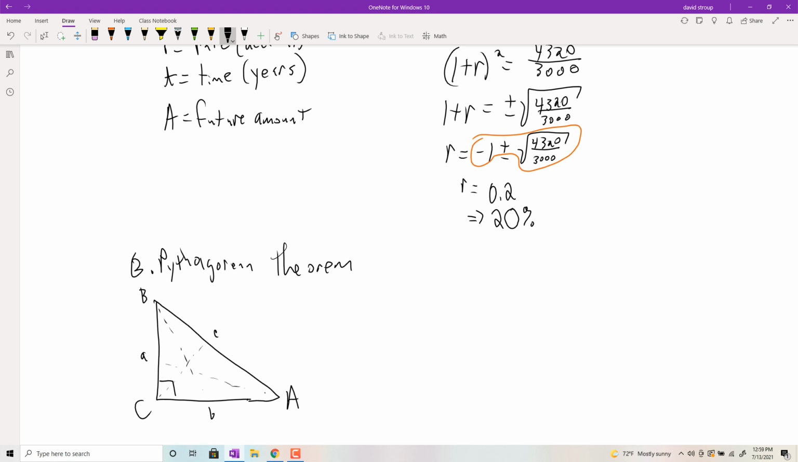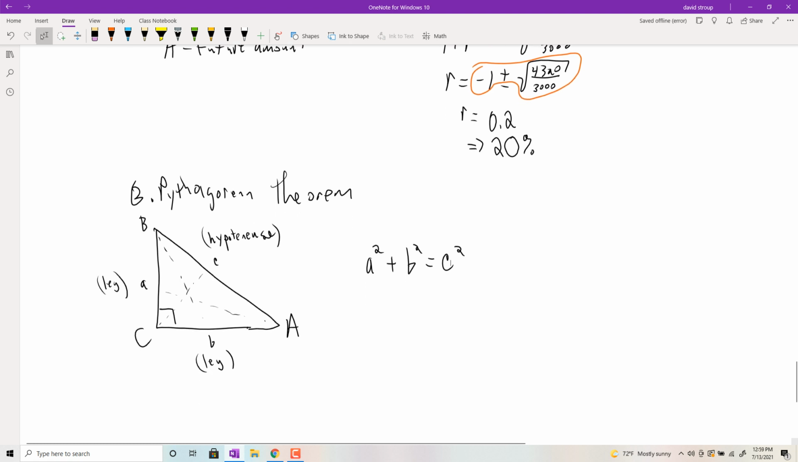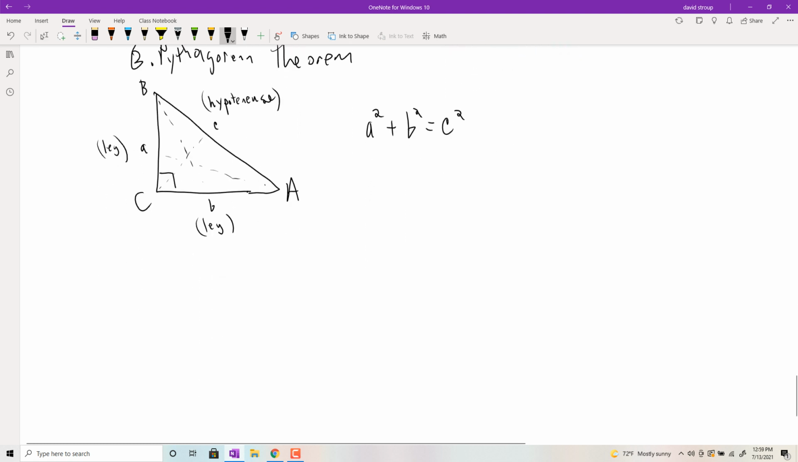It's a right triangle, and you can only apply this theorem to right triangles. There are other versions of it, but you need trig to do the other ones. Anyways, side A is considered a leg. Side B is also considered a leg. And then side C is the hypotenuse. That's the long side. Basically, the Pythagorean theorem says that a squared plus b squared will equal c squared. So we'll use that to solve some basic applications.